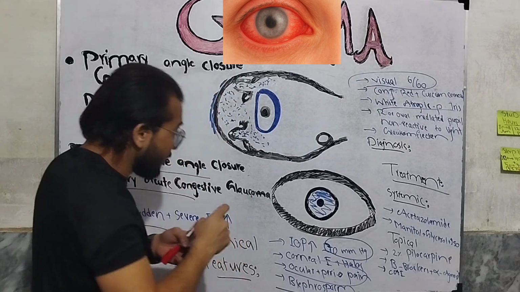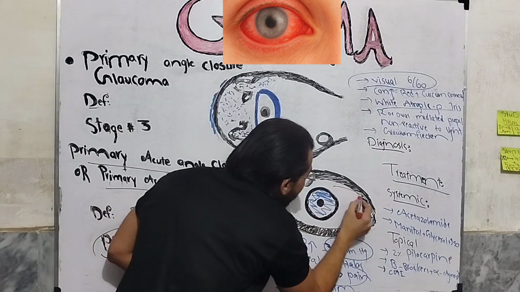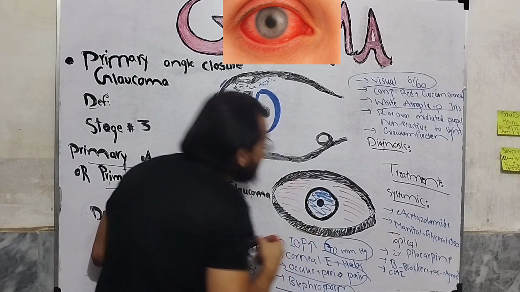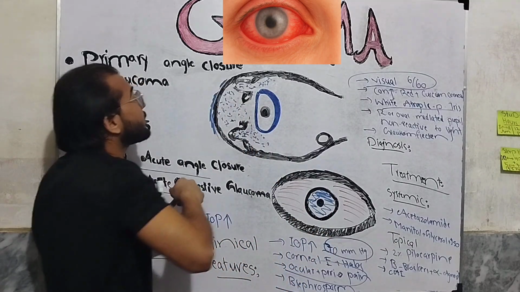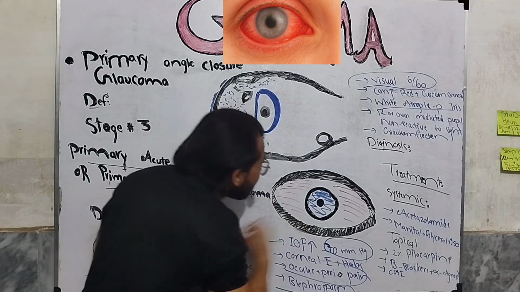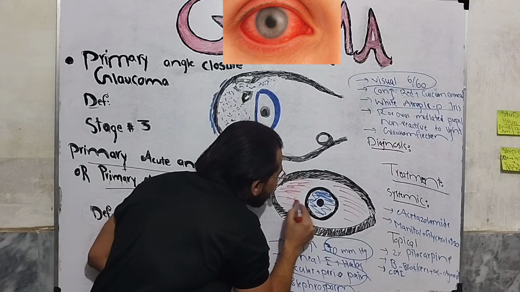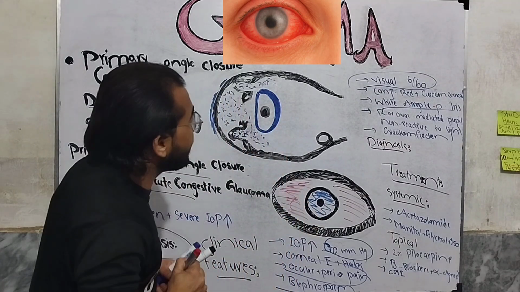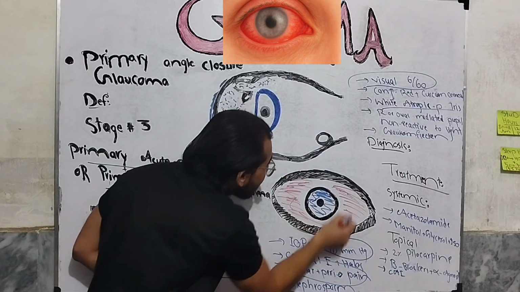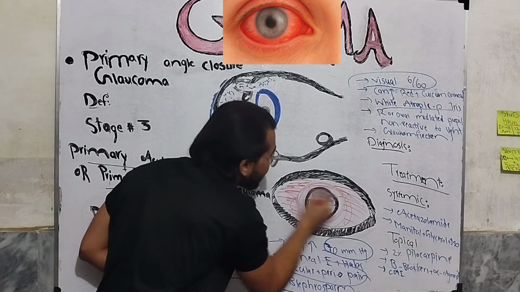We will have conjunctival redness. Okay, we will have conjunctival redness because of this increased intraocular pressure and because of the iris ischemia. The conjunctival blood vessels will dilate and will cause conjunctival redness. We will have circumcorneal congestion.